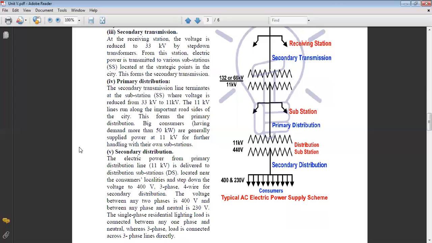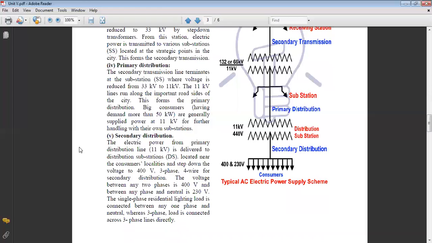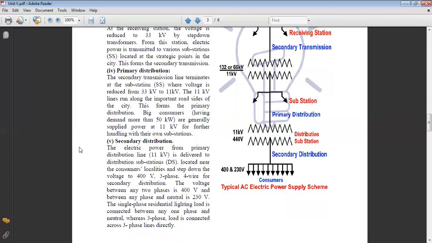The voltage between any two phases is 400 volt, and between any phase and neutral is 230 volt. Okay, the single phase residential lighting load is connected between any one phase and the neutral, whereas the three phase load is connected to the three phase lines directly. Clear? So this is the end of the secondary distribution, and at this end we take the single phase connection to our home, and the three phase connection to some small industries. Clear? Or to handle more power.